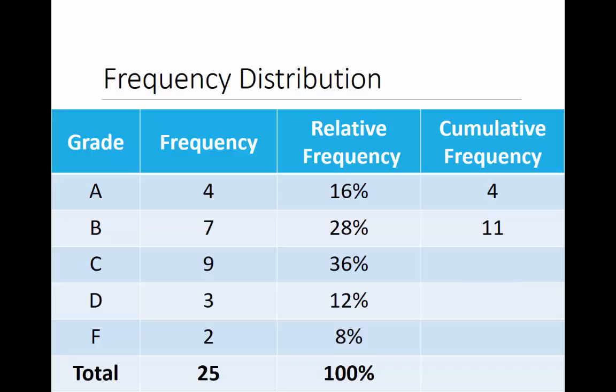If we keep adding the next frequency, we get the cumulative frequency for all of the students. Remember, the cumulative frequency of the last class should be equal to the sample size, or in this particular case, a total of 25 students.